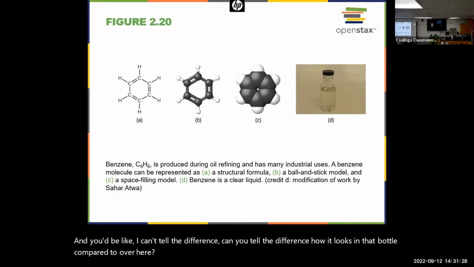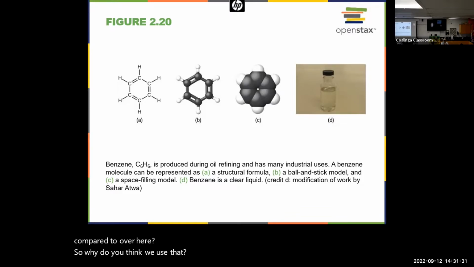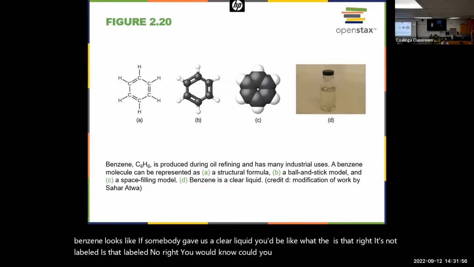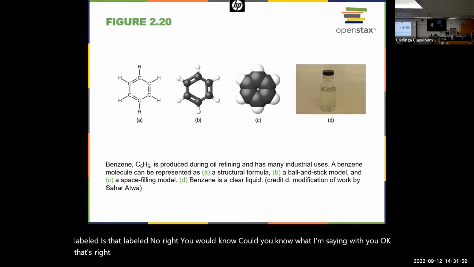So why do you think we use that? Clarify which element it may be. Okay, to clarify which element it will be, right? By looking at the structure, we'll know what benzene looks like. If somebody gave us a clear liquid, you'd be like, what is that, right? It's not labeled. Is that labeled? No. Right? You would look at it and say, okay, that's benzene, right? No, it looks like water. It looks like water, right?